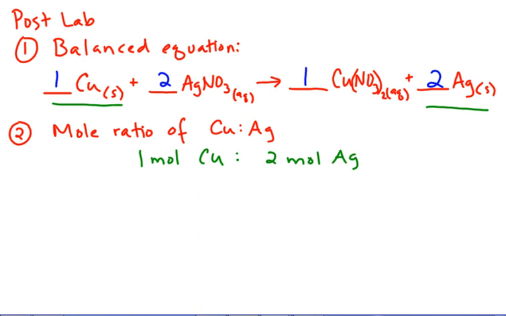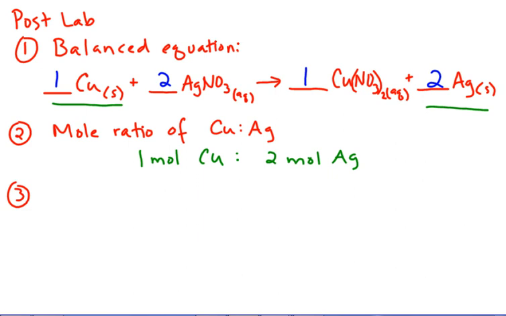We're going to now spend the next couple of post-lab questions determining if that is indeed what we got in our experiment. So to find moles of copper, we have to first find grams of copper. To find moles of silver, we have to first find grams of silver. So we have all that in our data table.